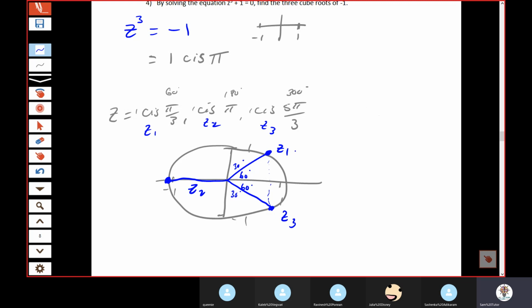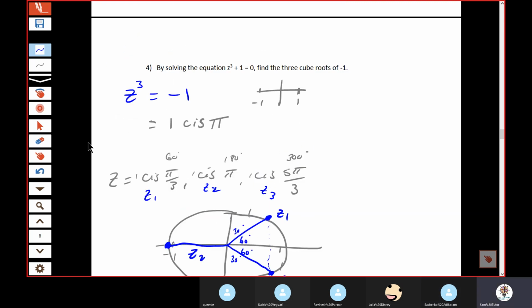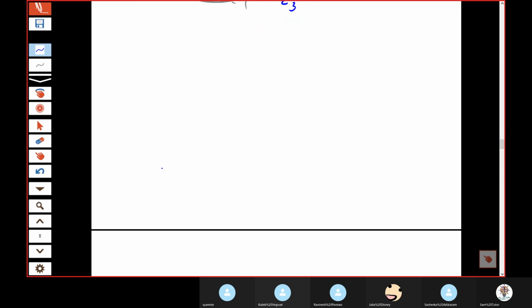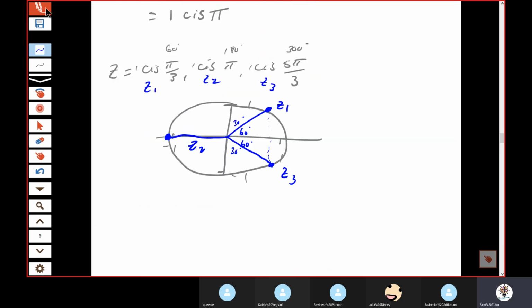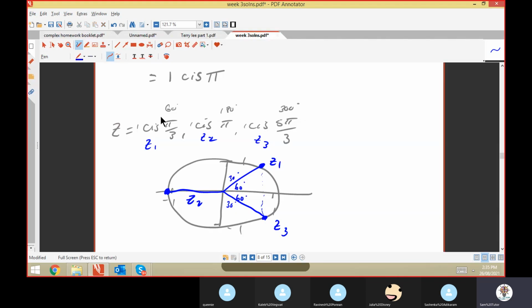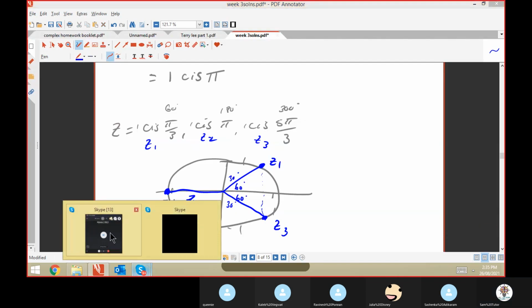All good? Yeah. Moving down. Then locus. Okay, so we're technically done with solving, but now they get very hard.